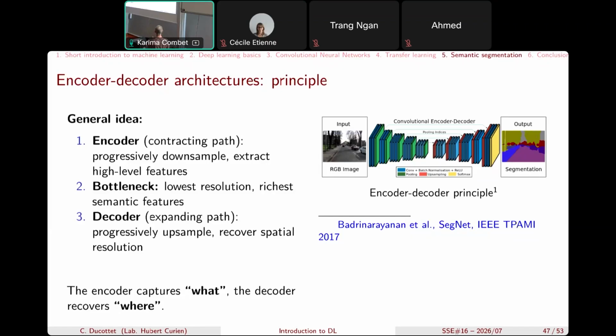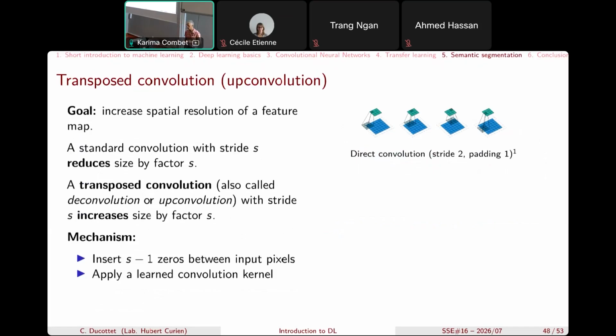So we will add another part of the network, which will be called a decoder. The purpose of the decoder will be to increase again the definition of images and to predict a class, a per-pixel class. In such an architecture, this part will be called a bottleneck. It is like a bottle: you reduce the spatial support, and then after you increase it again. The part where you increase is called the decoder, where you will progressively upsample the image to recover this spatial information.